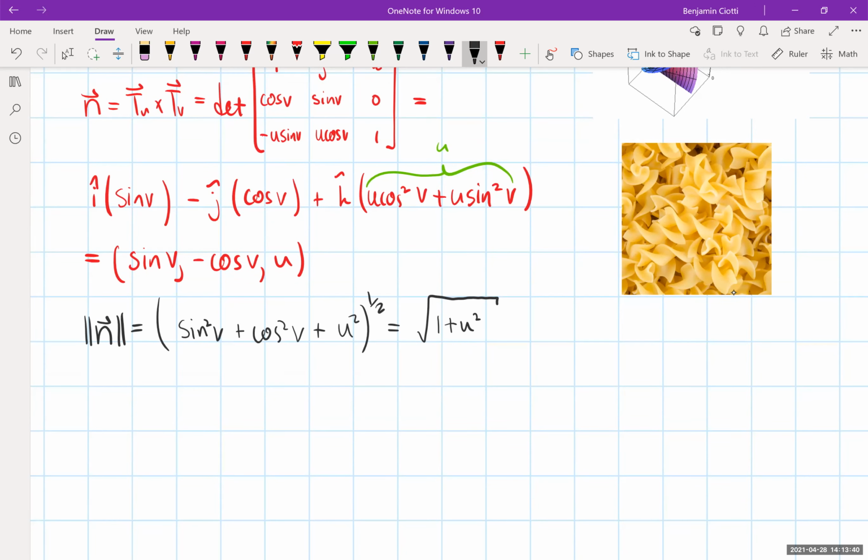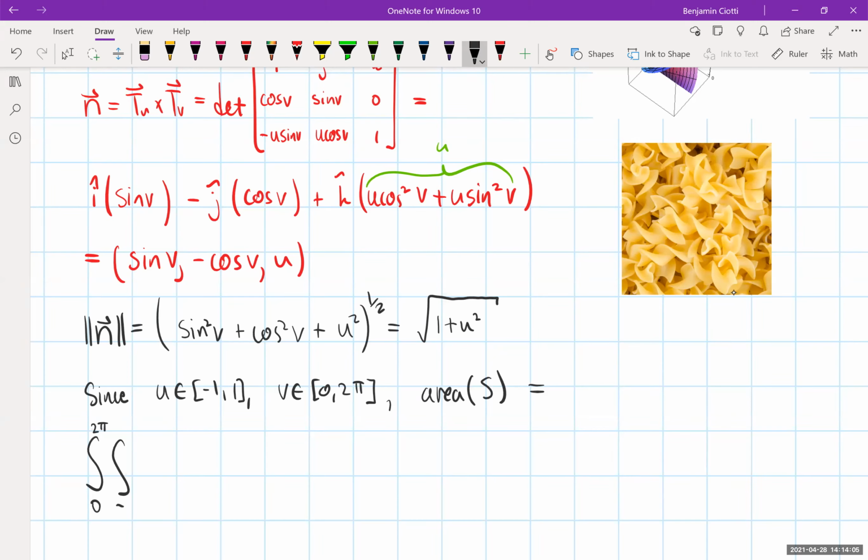So since u is given to be in [-1, 1], and v is given to be in [0, 2π], the area formula states that the area of S will be the integral from 0 to 2π and from -1 to 1 of, well, the length of our normal, that is √(1 + u²).